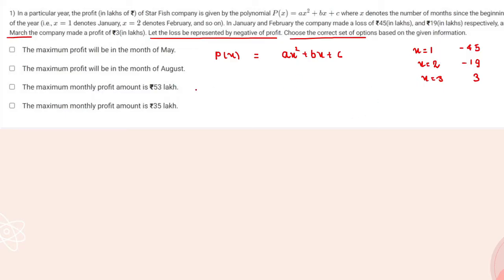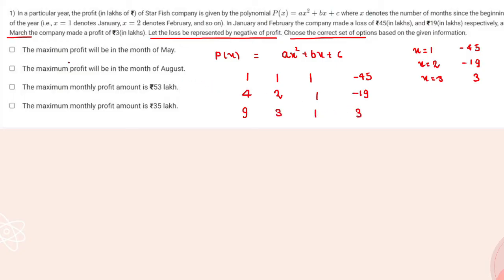First we will substitute x as 1, then 2, and then 3. When we substitute x as 1, it will give 1, 1 and 1 for the values of a, b and c, so it will give minus 45. Similarly for 2 it will be 4, 2 and 1, so it will be minus 19, and for x equal to 3 it will be 9, 3 and 1, so it will be equal to 3.